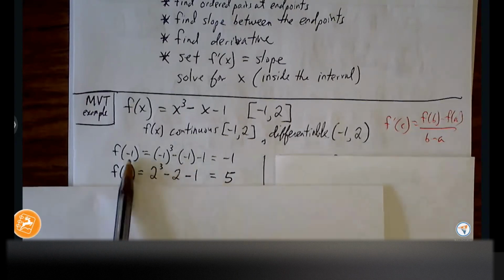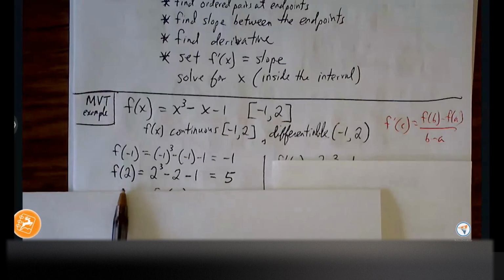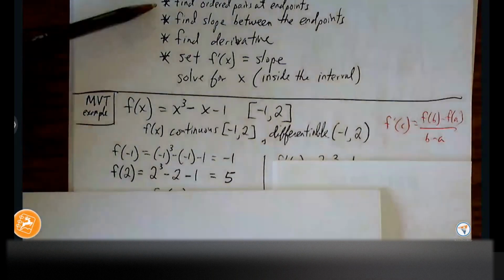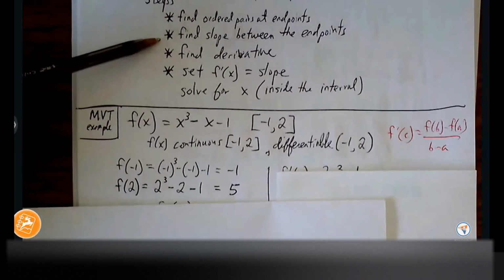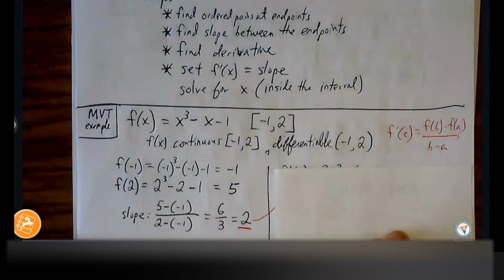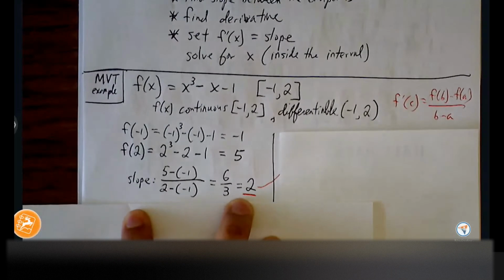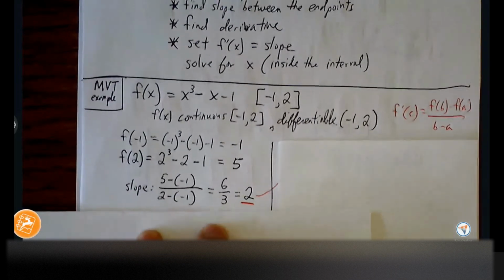Right? So -1 into the function, I get -1 plus 1 minus 1, which is -1. Okay? I plug 2 into the function. I get 8 minus 2 minus 1, which is 5. So we have our ordered pairs, right? Now we can focus our attention on trying to find the slope between those endpoints. So change in y over change in x. There's our slope. Questions so far?